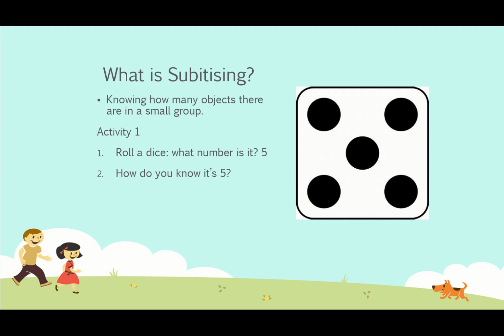So first of all, roll a dice, and the one we've got here is 5. You'd be asking your child, how do you know it's 5? So you're really encouraging them to look at what that 5 is made up of.